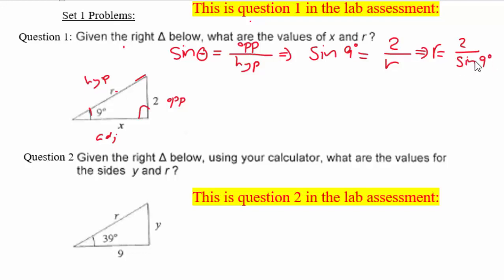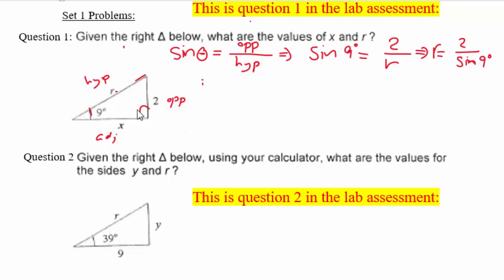9 degrees. And now we can use the calculator. You'll see that sine 9 degrees will give you 0.156. So you divide 2 by 0.156, and this will give you the value of r. So that's for finding r.